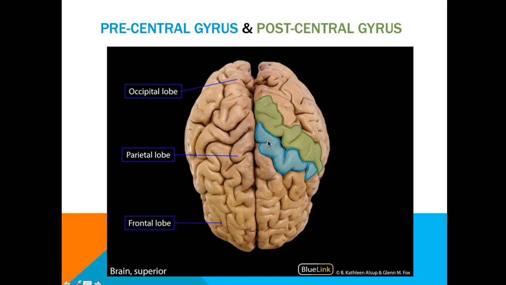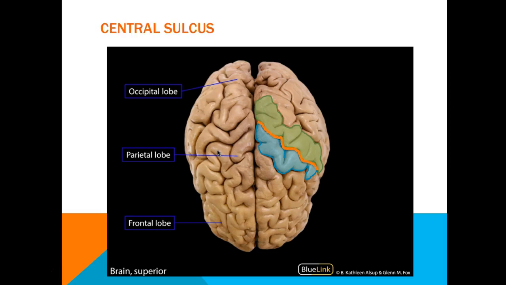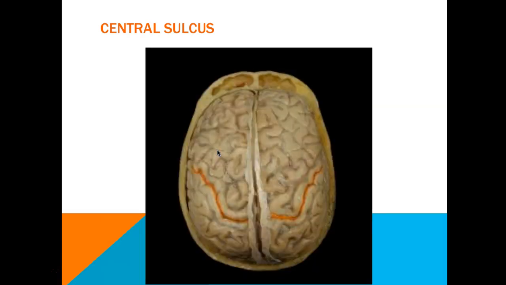Know that both of these gyri are also going to be found on the right hemisphere as well. So it is bilateral. The central sulcus is found between these two gyri, and it really just helps to separate out the two cortices. This is another view of the central sulcus.